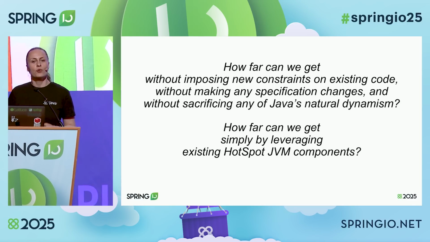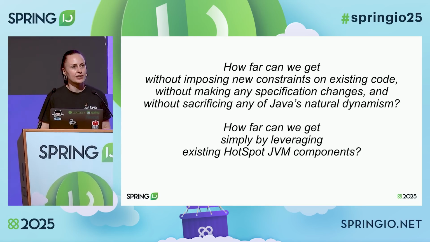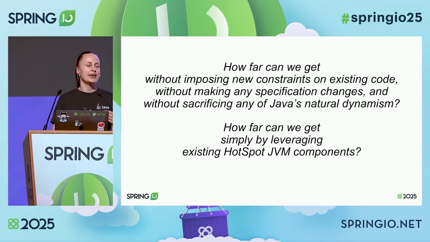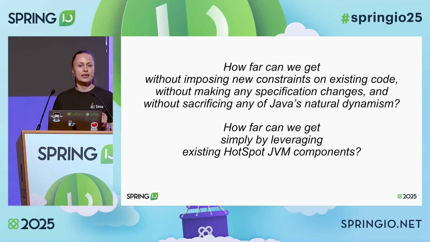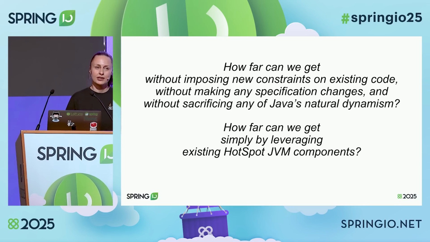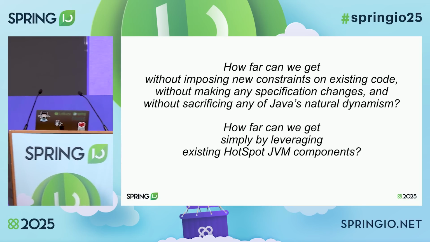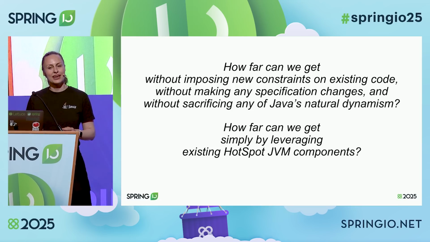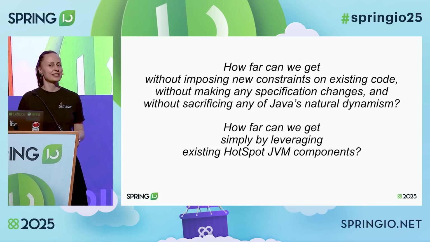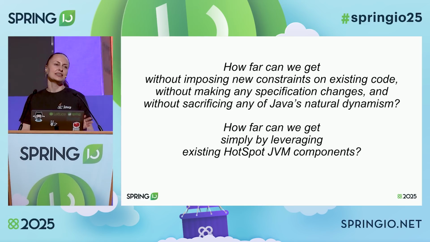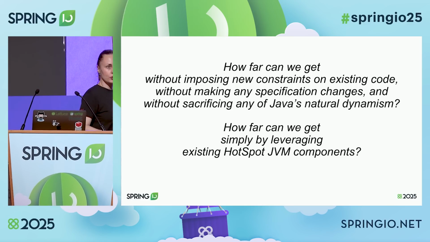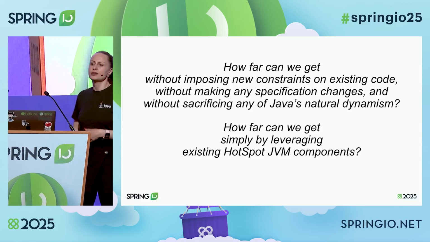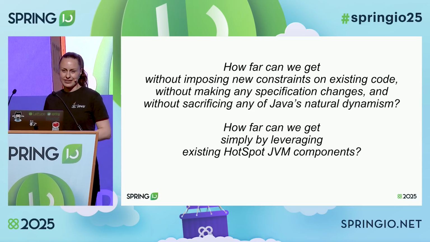How far can we get without imposing new constraints on existing code, without making any specification change, without sacrificing any of Java's natural dynamism? So not changing anything. And also, how far can we get simply by leveraging existing HotSpot JVM components? For now, this means that we're not doing any static analysis in the Leyden project, but relying solely on training runs to gather observations dynamically.